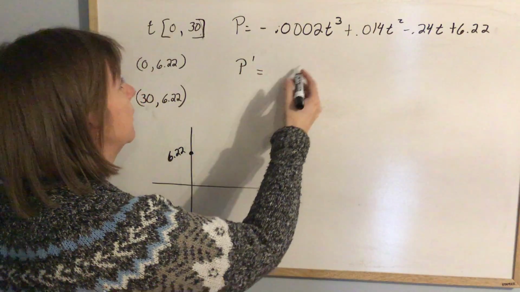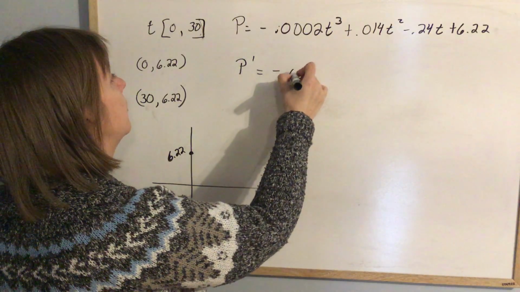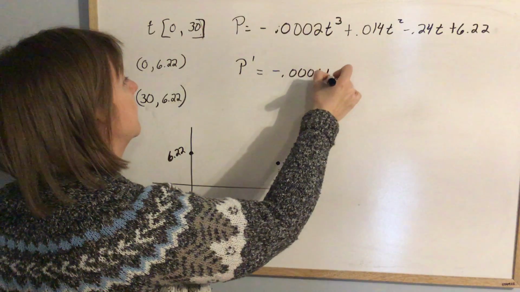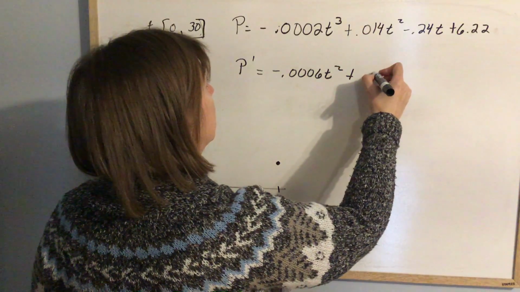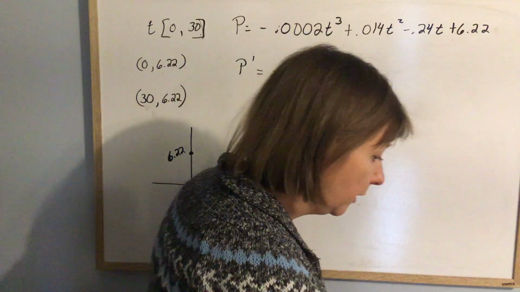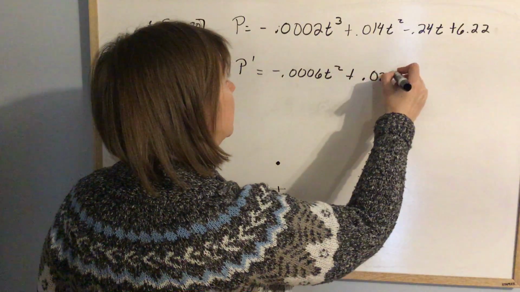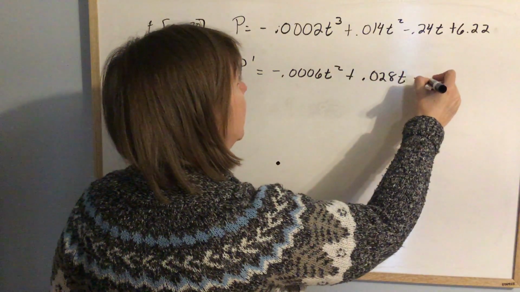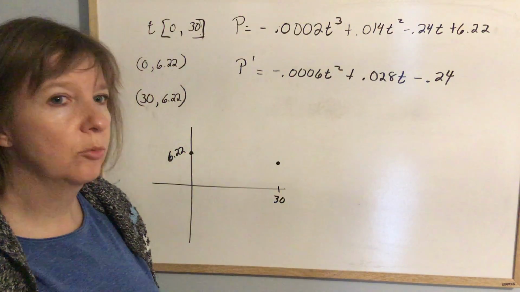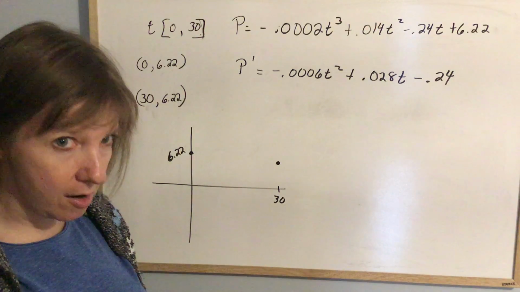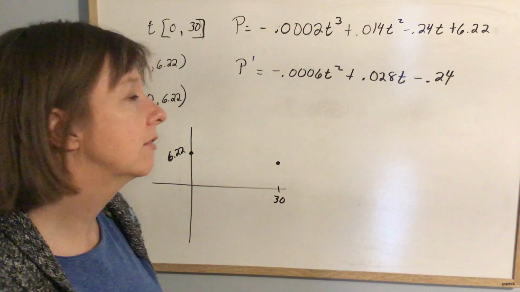So if we find the derivative, we're going to bring this down. It'd be negative 0.0006 T squared plus 0.028 T minus 0.24. Now here's the ugliness with this, which is why I'm not going to sit and do it, and I would never give you something this horrible on a test.